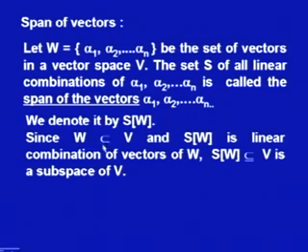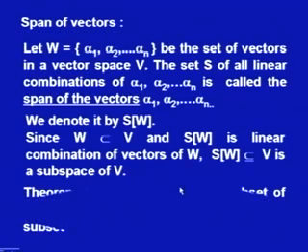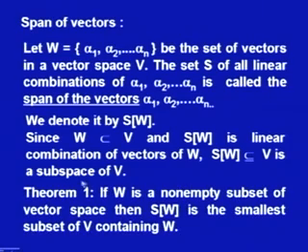Now, since W is a subset of V and S(W) consists of linear combinations of vectors of W, S(W) is a subset of V, and since all the linear combinations are in S(W), S(W) is a subspace of V. Now, we are in a position to state a theorem which says that if W is a non-empty subset of a vector space, then S(W) is the smallest subspace of V containing W. It is not only a subset, but it is the smallest subspace containing W.